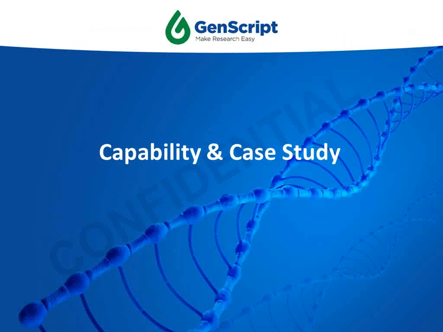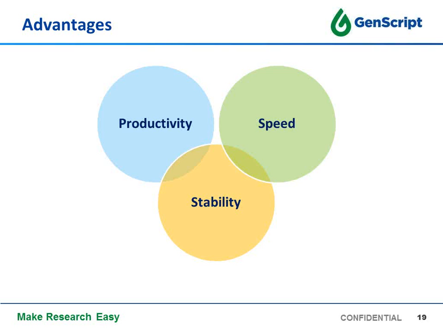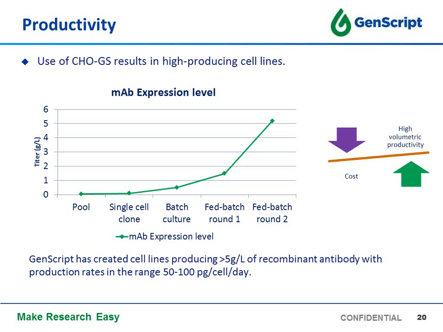So now let's have a look at what we could achieve using our GS system. Although there are several advantages of using our CHO-GS system, I would mention the three most important attributes: the productivity, the speed, and the stability. The high manufacturing cost for recombinant products, especially for therapeutic products, means that maximizing productivity is very essential for the establishment of an economic process.